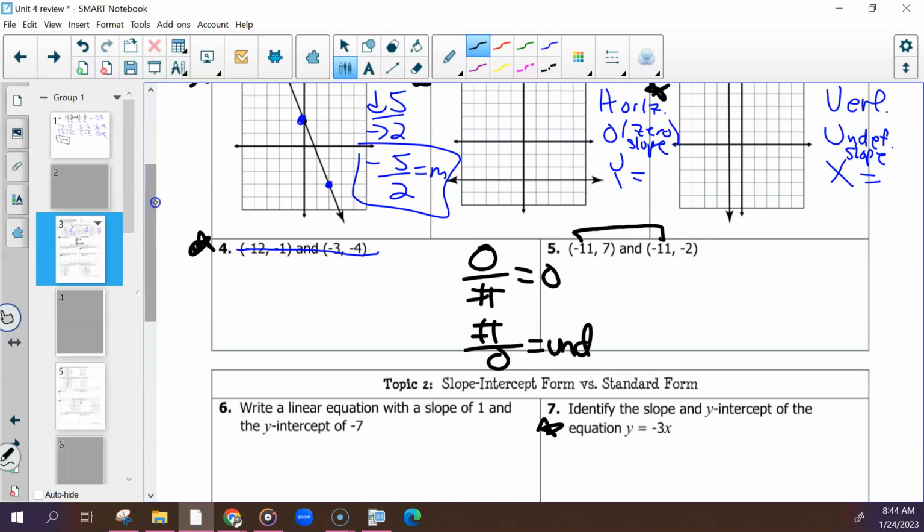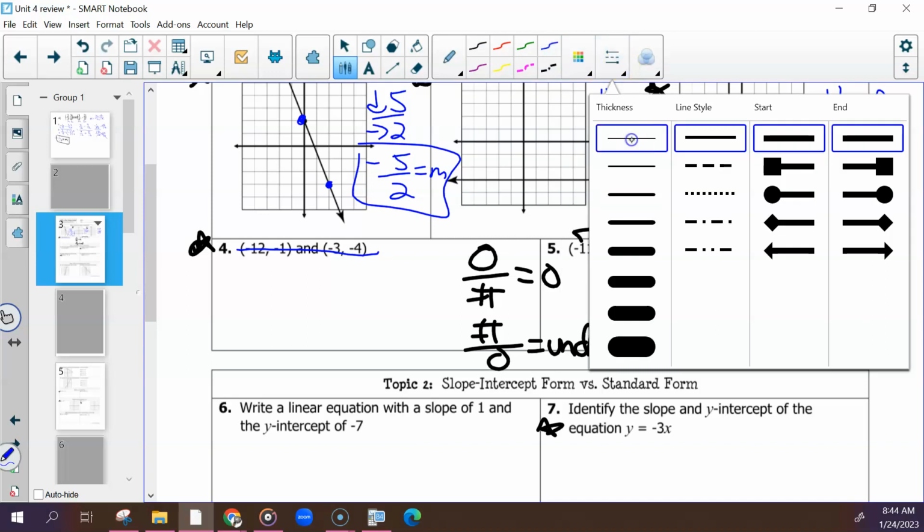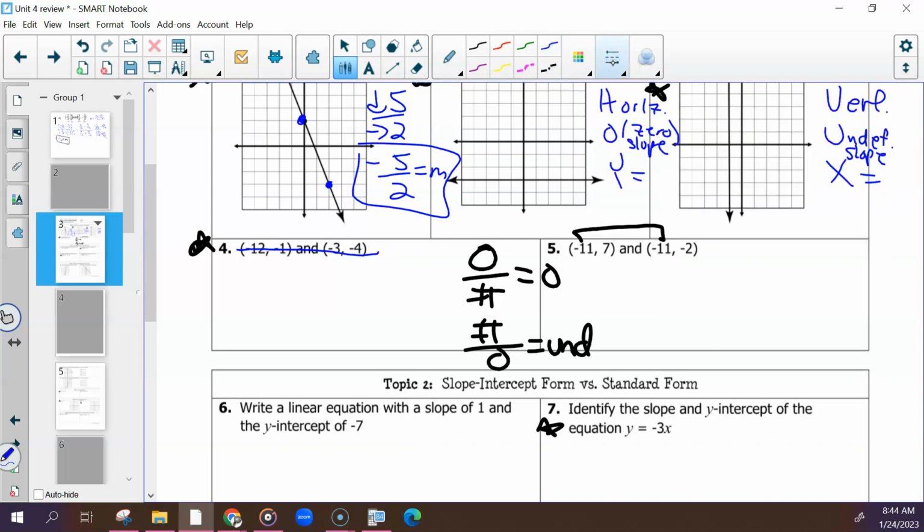Virginia. If these are the same, so this would be negative 2 minus 7 over negative 11 minus negative 11. So if the x's are the same, you're going to get undefined. So if the y's are the same, then your slope is 0. Questions on 6 through 9?